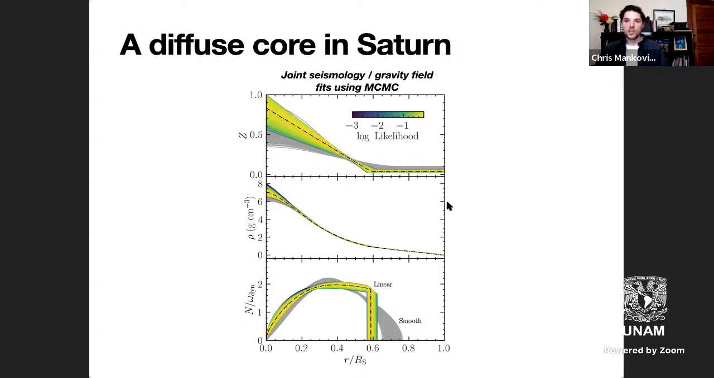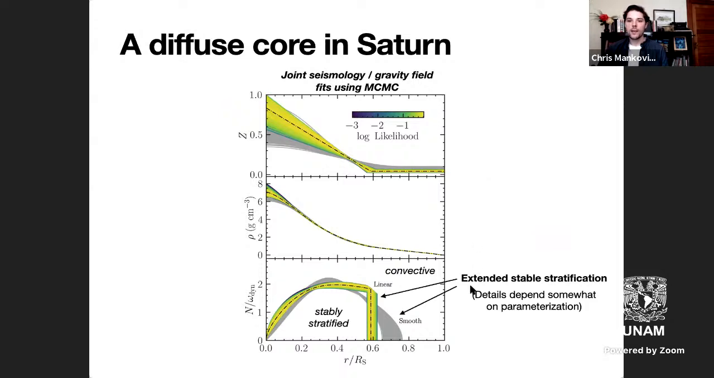We pursued this in more detail and systematically by using joint fits to the seismology and gravity field. That's done with an interior model that has a few free parameters, and then we fit that to the set of gravity harmonics and m equals 2 seismology constraints using Markov chain Monte Carlo. Our main findings are this extended stable stratification, where the interior is stably stratified and the exterior is convective. Notice that the details depend a little bit on your parameterization, the shape of the composition profiles that you assume. Here we're comparing our main models to models that have a composition profile that's forced to be smooth. You can see they have slightly different predictions for the extent of this stable stratification.